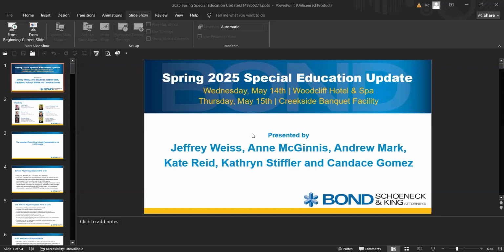Under the IDEA, there are some evaluation requirements. An evaluation is the procedures that are used to determine whether a child has a disability and the nature and extent of the child's needs for special education and related services. An evaluation serves two purposes. It identifies students who need special education based on IDEA classification categories, and it also assists the team with identifying the special education and related services the student requires.